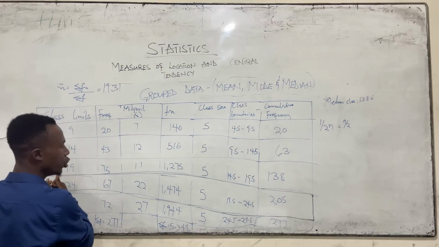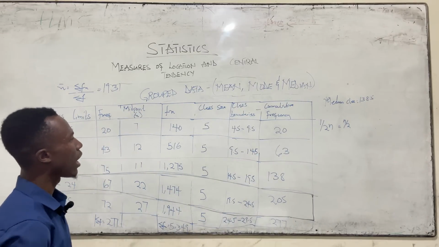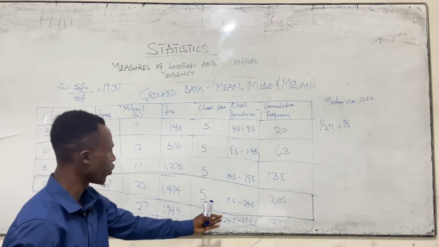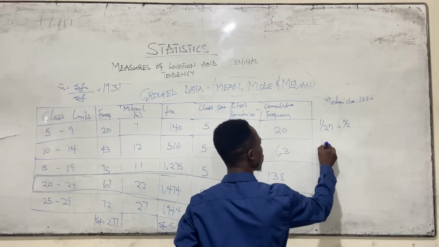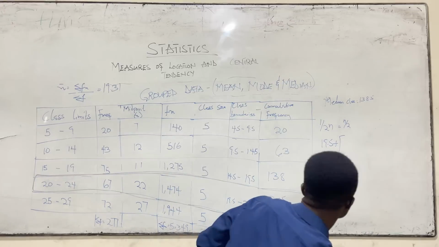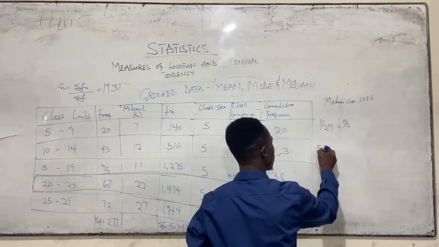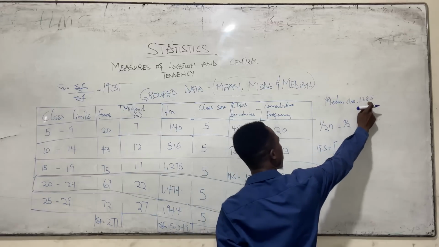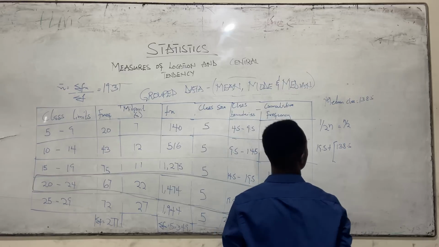So it means you are going to use all the parameters here for your calculation. Do you get it? So now we know the formula already. Let's start. The L represents what? The lower class boundary of the median class. So we have L, which is 19.5. So we have 19.5 plus our n over 2 or half n. We have already calculated for it, which is 138.5. So we write 138.5.